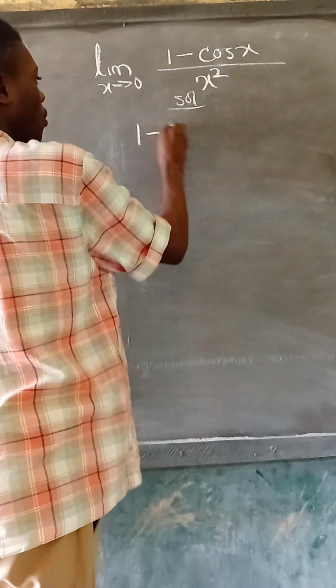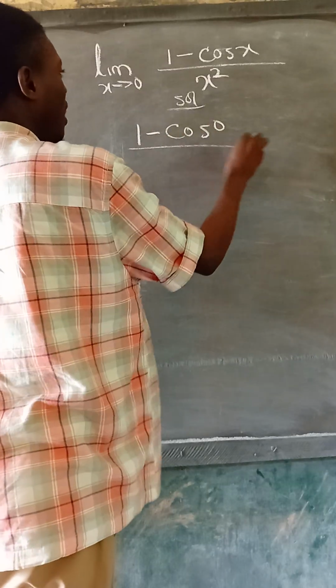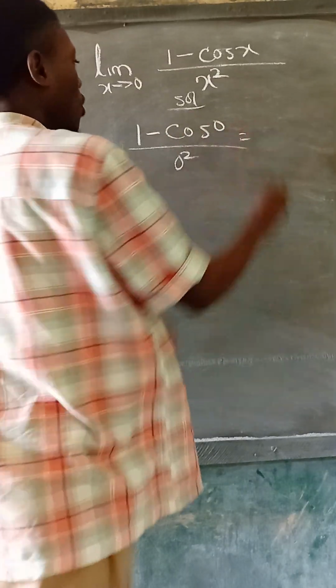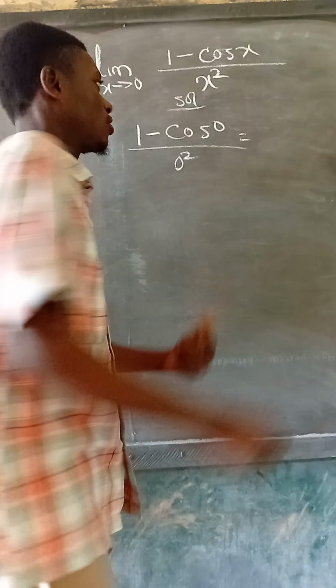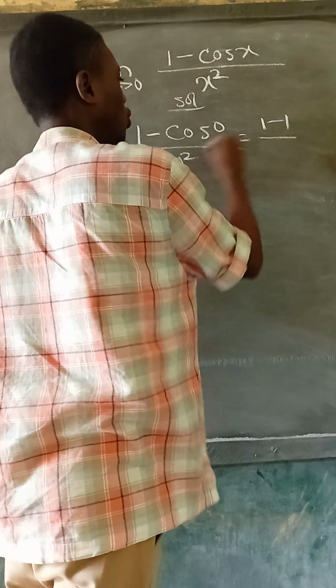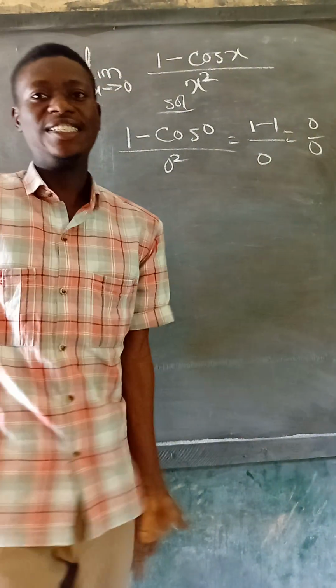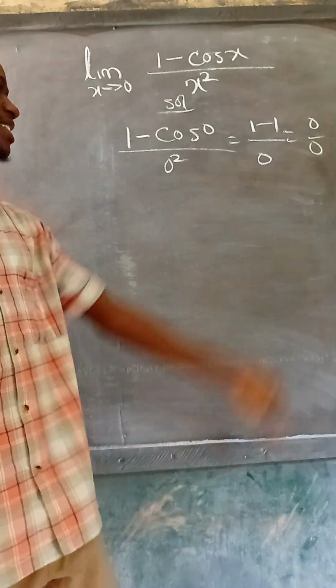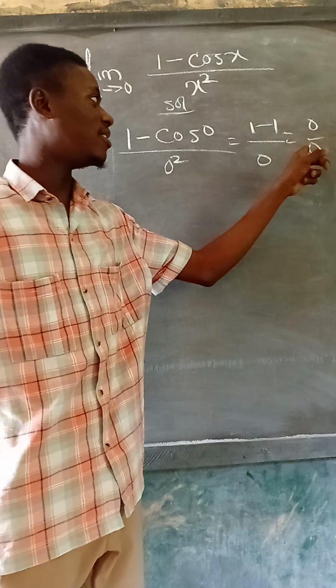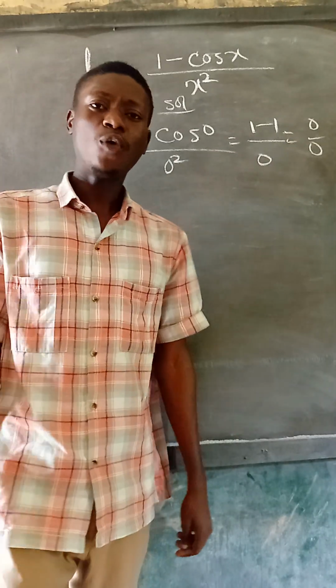So we have cos 0 over 0 squared. Cos 0 is 1. That is 1 minus 1 over 0 squared, which is 0. 1 minus 1, 0 over 0. So this does not exist. This is indeterminate. I cannot afford to have an indeterminate answer. So what do we do then?